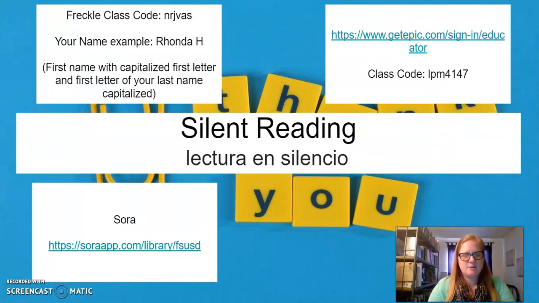Silent reading: you should be silently reading for a half hour to an hour every day. You have lots of books on Sora. You have lots of books on Get Epic. You could also do some Freckle practice in math and ELA on Freckle, and this is how you sign in. So, and our class code.